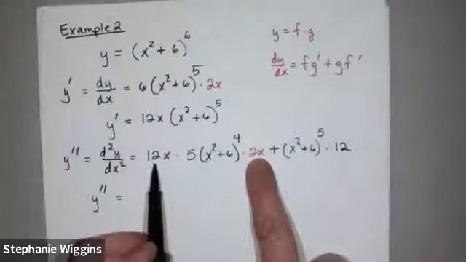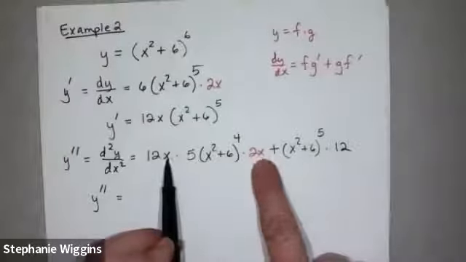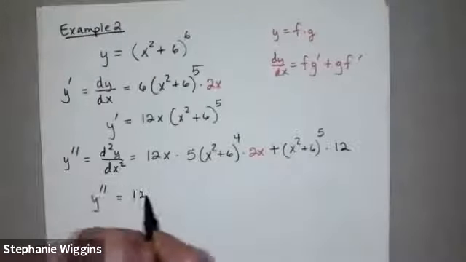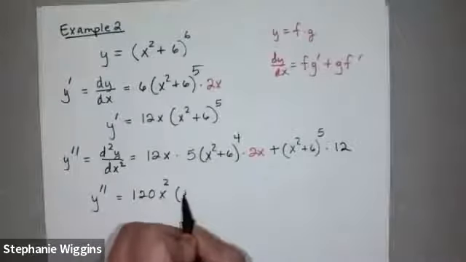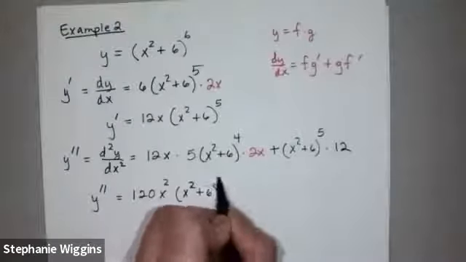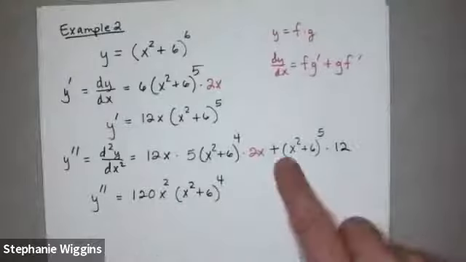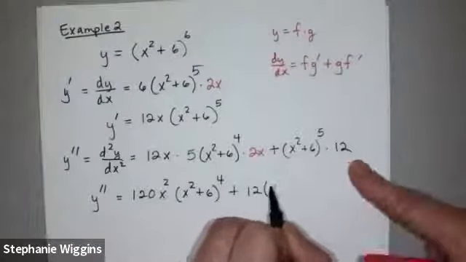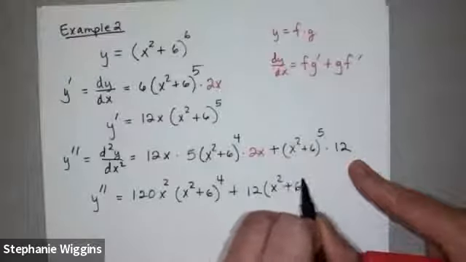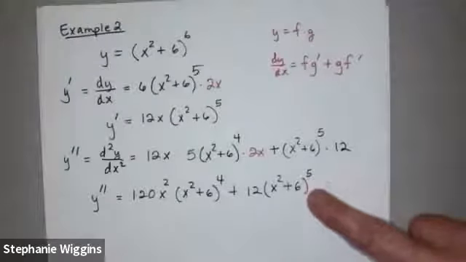2 times 5 is 10, times 12 is 120, and then we have x squared, and then we have multiplied by x squared plus 6 to the 4th power. And now we're adding to that 12 times x squared plus 6 to the 5th power. So here's the second derivative.